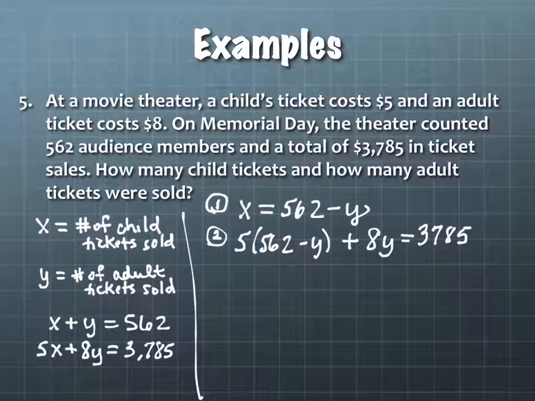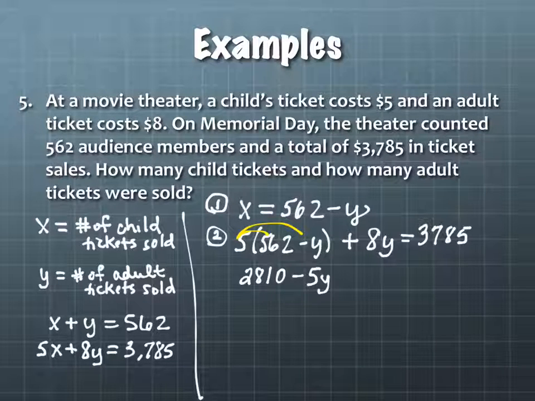All right, we are going to distribute this next. So if we distribute through the 5 here, what's 5 times 562? 2,810. Don't forget the 5 also has to be multiplied by the negative y, so that's negative 5y now.